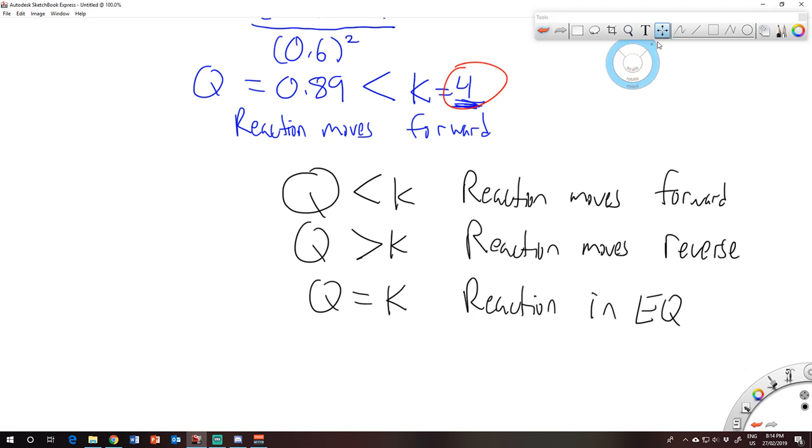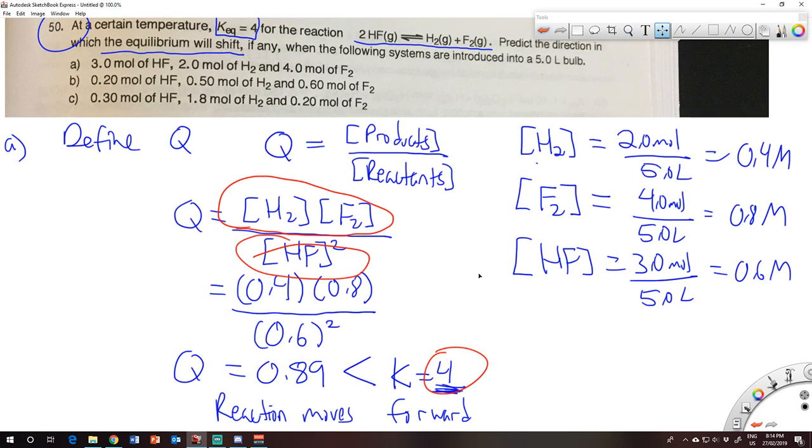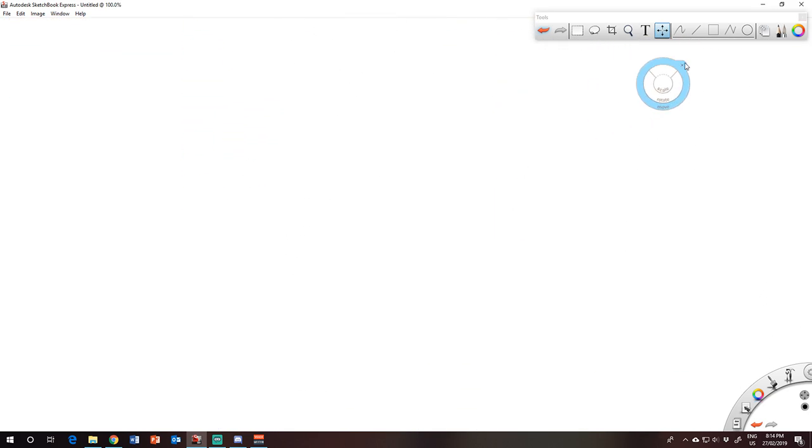That's an example of, I think, the fourth example we did in the last couple of days, but there you go. No ice table necessary for this. It's not really a straight application because we had to calculate Q, which was something different than KEQ, but the same idea applies. All right, let's pick another one. So that was 50.